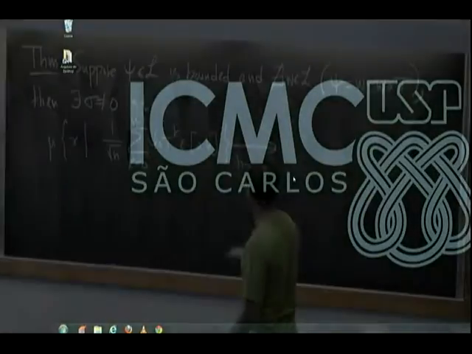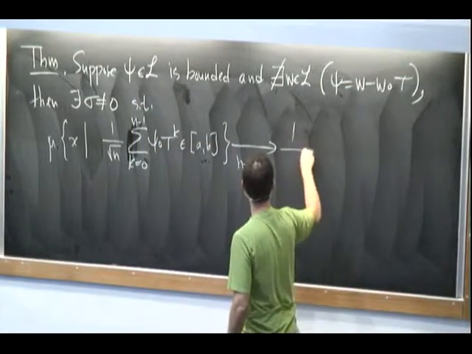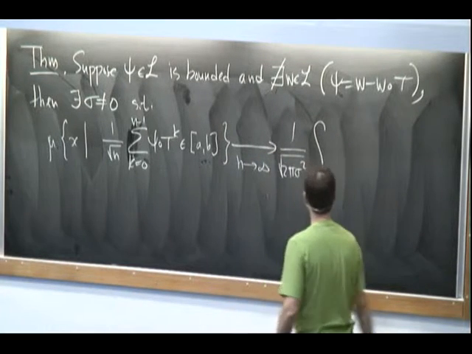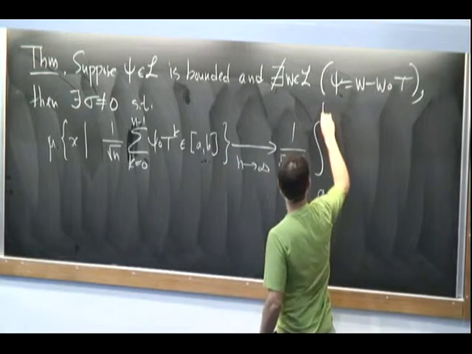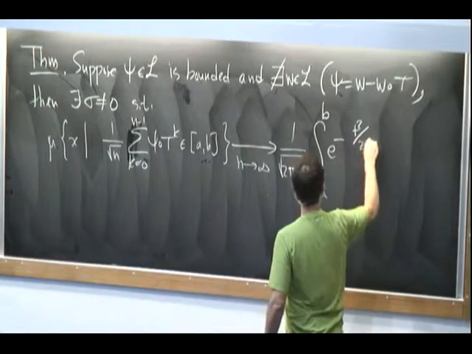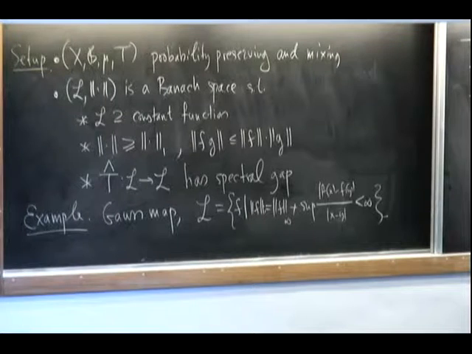Standard deviation sigma evaluated on this interval. So 1 over the square root of 2 pi sigma squared, integral from a to b of e to the minus t squared over 2 sigma squared dt. Okay, that's the central limit theorem.